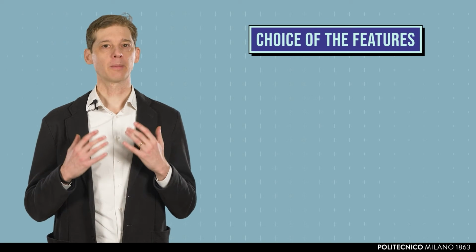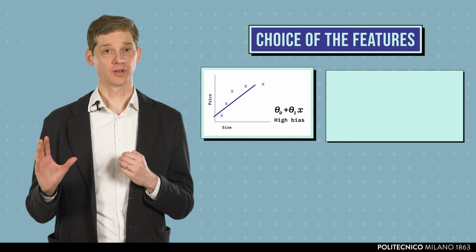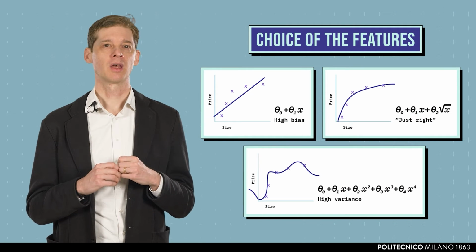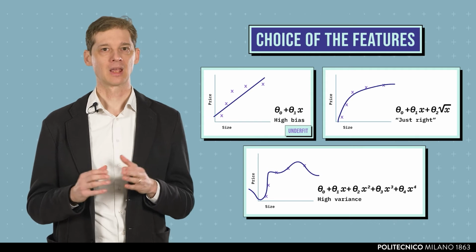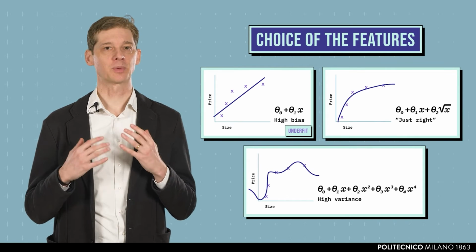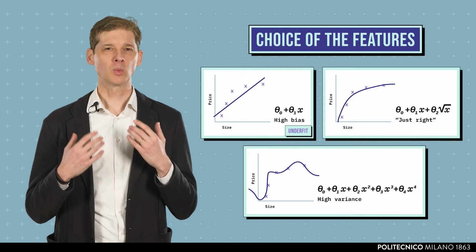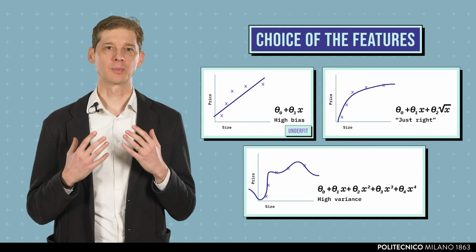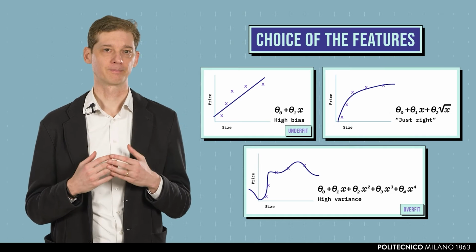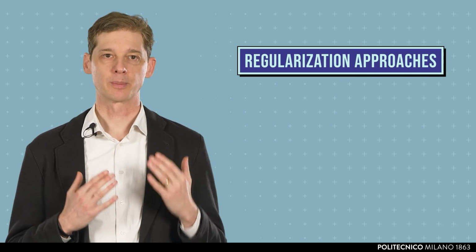The performance of a linear model is highly dependent on the choice of the features. Learning a model with a few features is easier, but the model might be unable to explain the input-output relationship, thus underfitting the data. Instead, considering a large number of features increases the expressiveness of the model, but we need a lot of data to accurately train its parameters. Otherwise, we will suffer from overfitting. To address this problem, we can use regularization approaches.